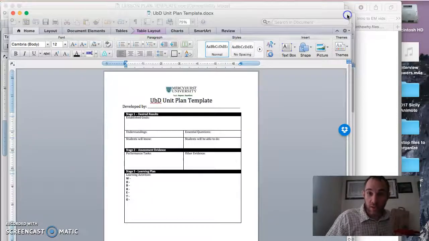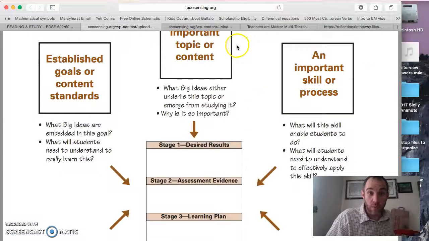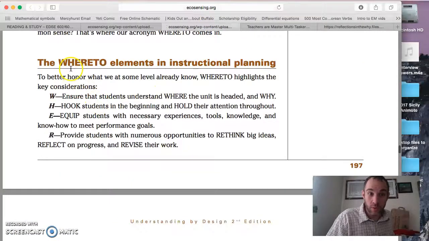So speaking of long-term planning, we also have our unit template. And that also includes a stage 2, the assessments you're going to do, and a stage 3 with the learning activities. Now you'll see there is an acronym, WHERE TO, right here. If you're curious about what those things mean, or really anything in either of those templates, refer back to your textbook, and that WHERE TO element is on page 197, as all of the components of those templates are coming from this model and can be found in this textbook if you need a little bit more information on it.